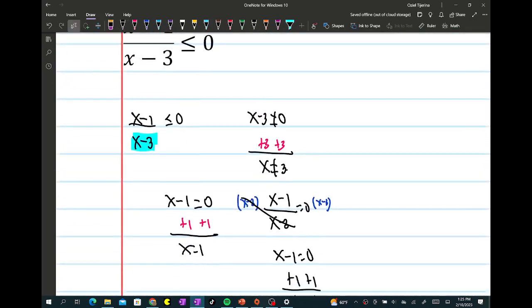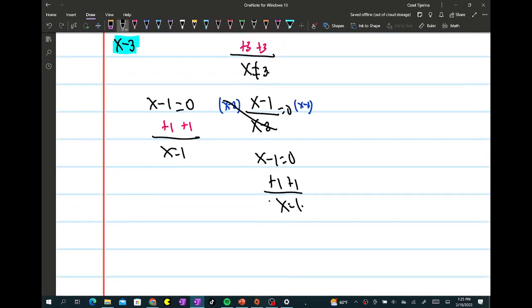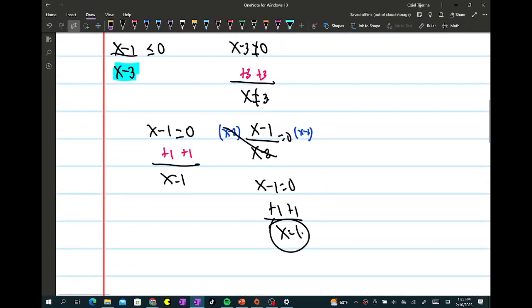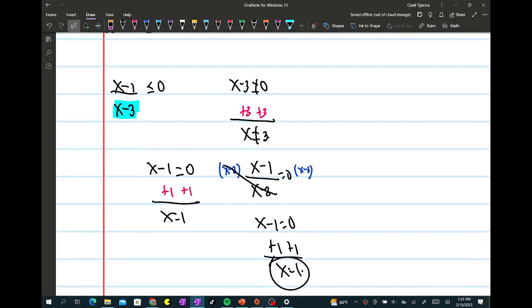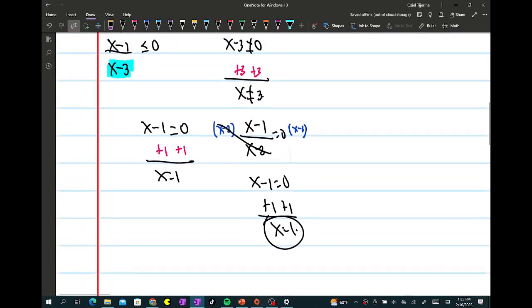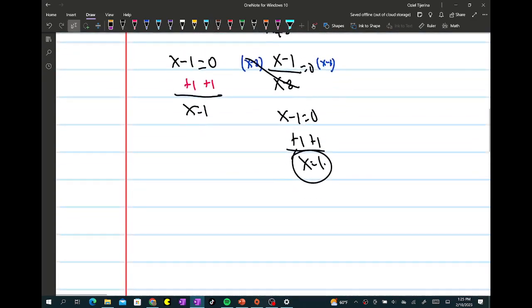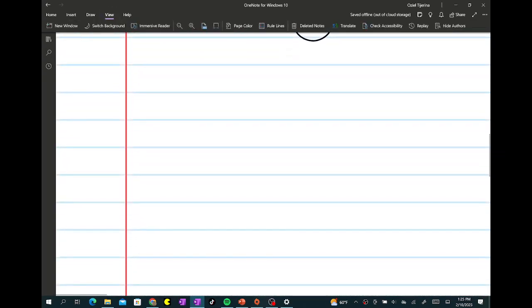So we know that x equals 1 will be included in the interval, and x equals 3 will not be included in the interval. Now, between those two, what I'm going to do is draw a number line. Let me go ahead and do that.